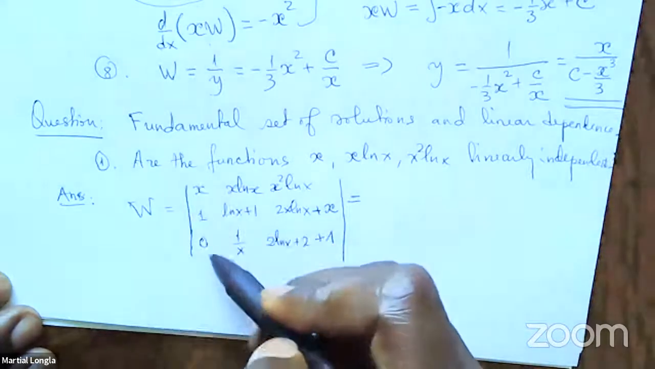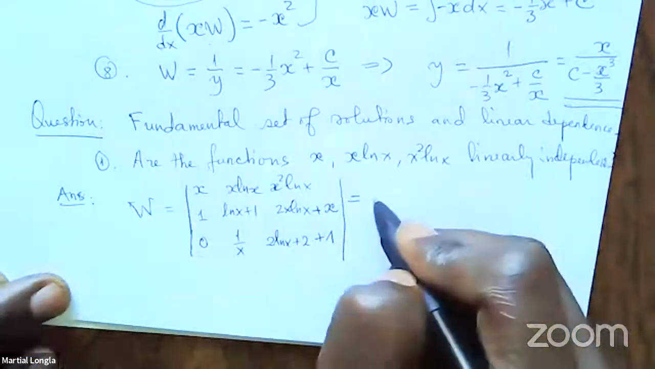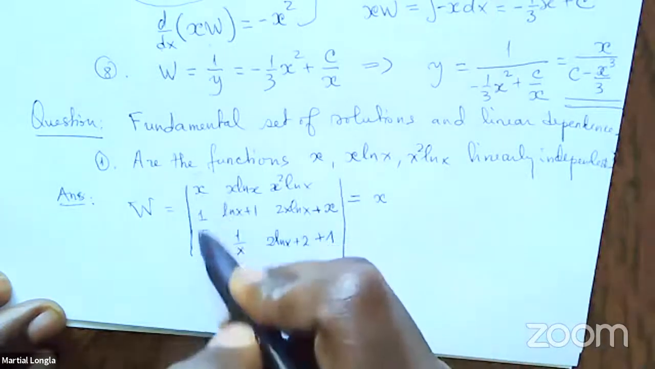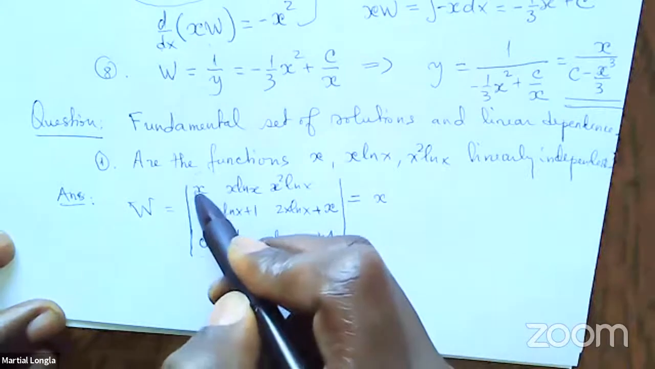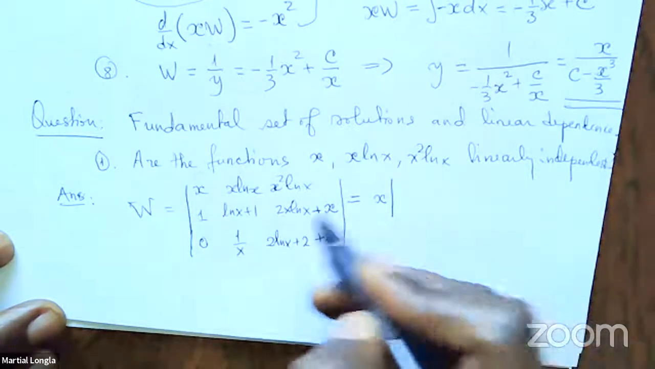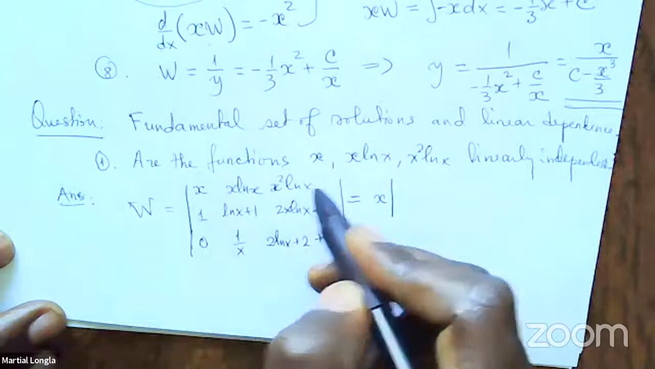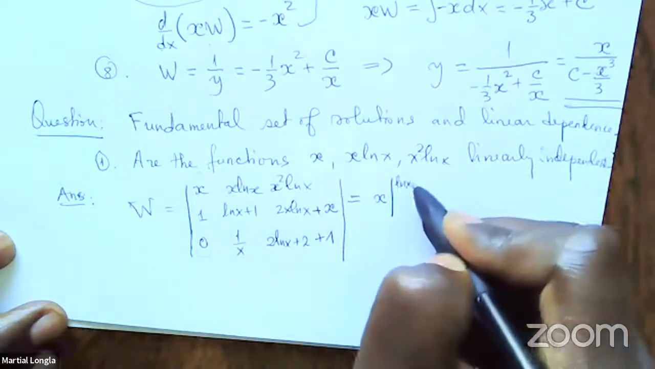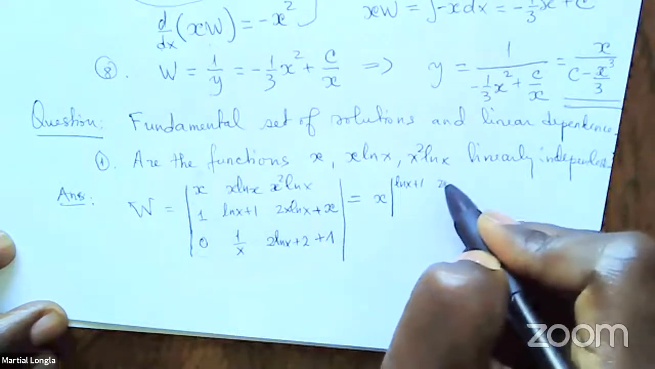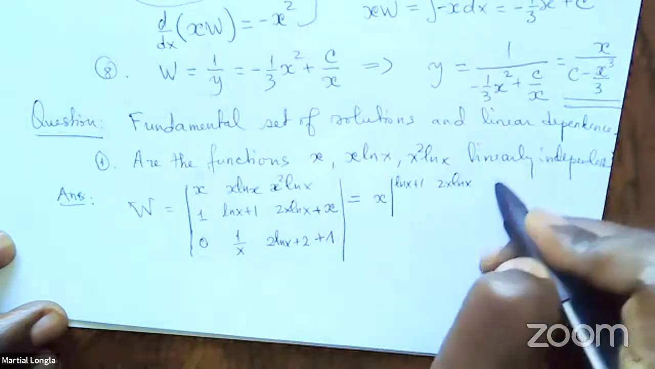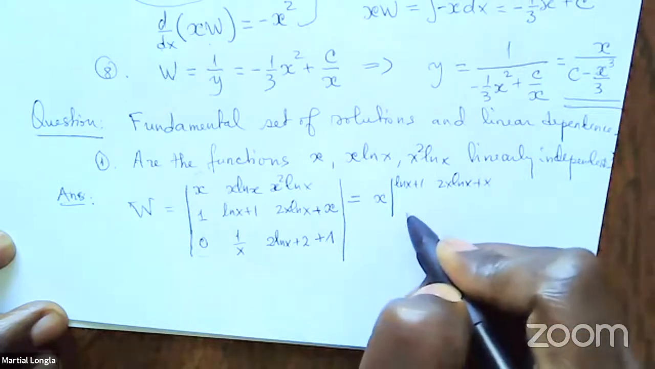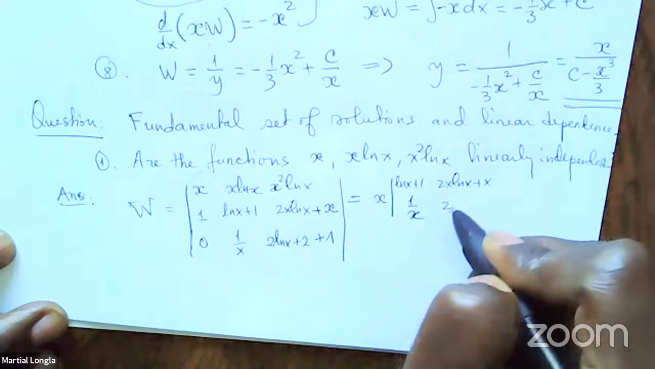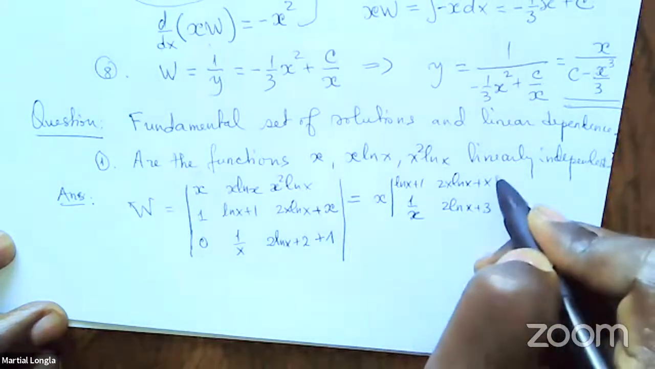I can split using the first column. So that's going to be x. And then minus 1 to the power 1 plus 1, that is 1 times x times what is remaining when I remove this row and this column. That's natural log of x plus 1, 2x natural log of x plus x, 0, 1 over x, and 2 natural log of x plus 3.